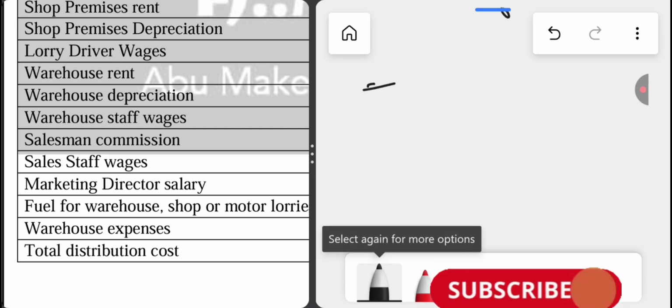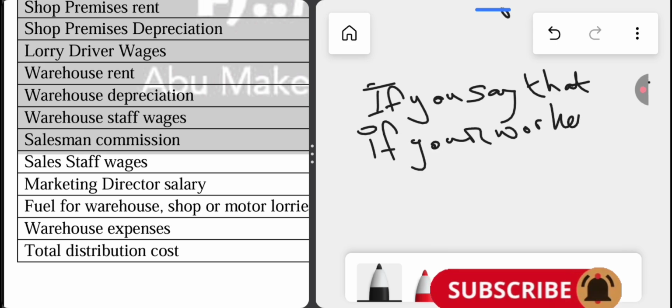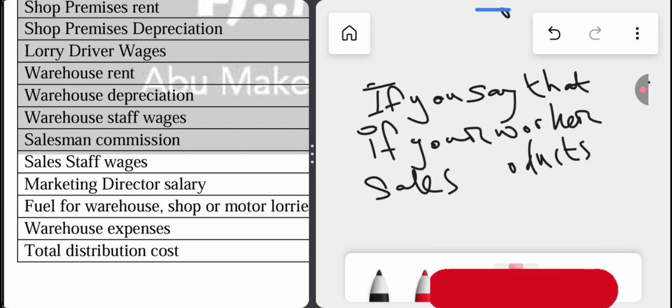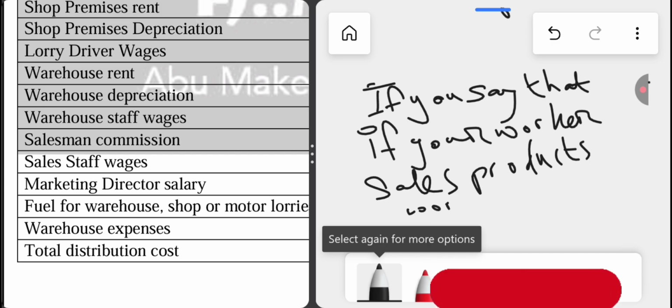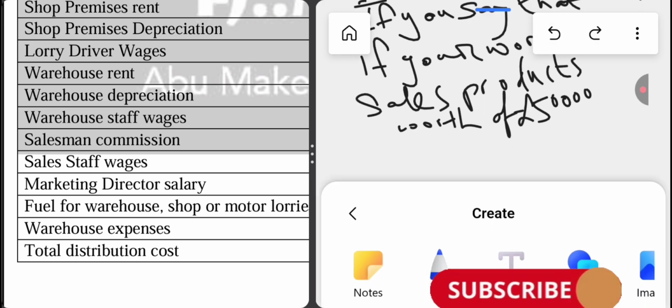If your worker sells products worth 50,000, you will give a commission of, suppose, 1% or 2%. 50,000, 2%, which is 1,000.